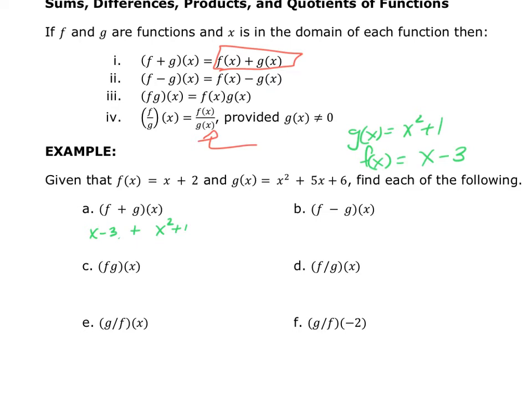And so if I'm asked to just do the addition here, then I'm just going to add them, making sure that I add up like terms. The only like terms I have are the 3 and the 1, so this is going to be equal to x squared plus x and then minus 2.